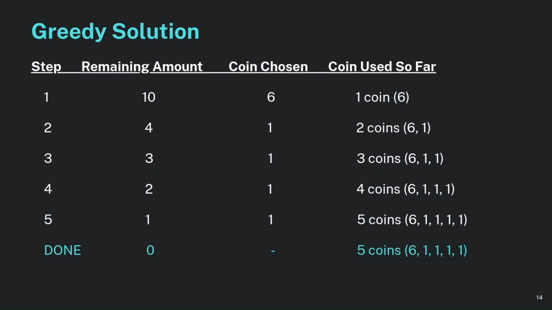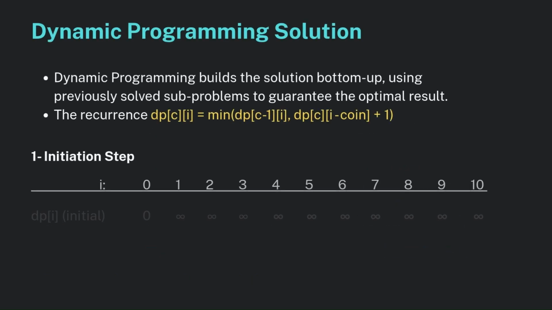But is it the optimal solution though? Unfortunately, it's not the optimal solution. The optimal solution is 2. Greedy directly chose the largest one and disabled the possibility of using 5 two times. We can solve it correctly with dynamic programming, since it uses previously solved subproblems to reach the optimal result.